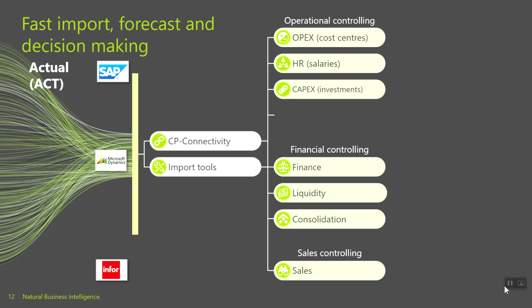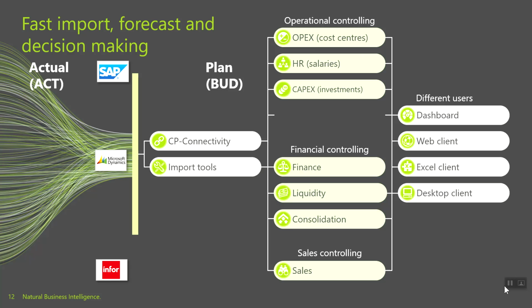Once we connect to your databases, then we use the data for operational controlling, financial controlling, and sales controlling in order to create the budget for the next periods. We have different add-ons that we use to create better reports, and once we have everything here within the software, we can make fast forecasts and fast budgets.